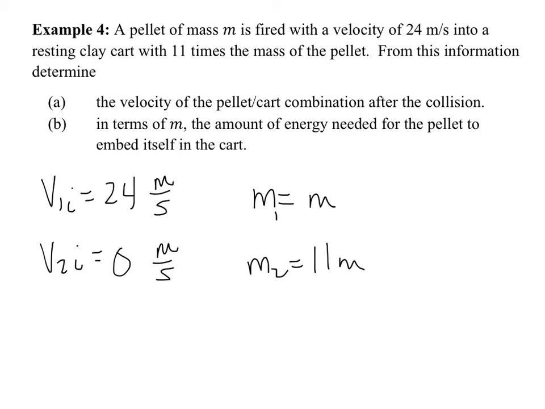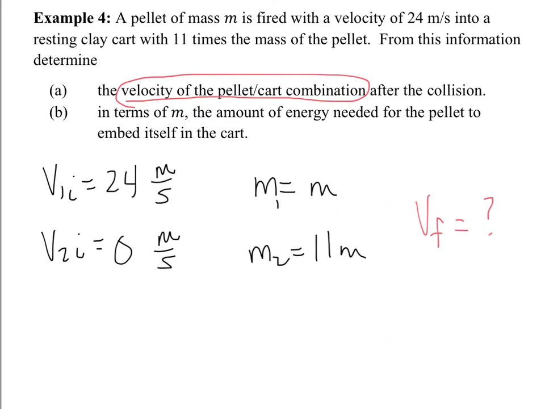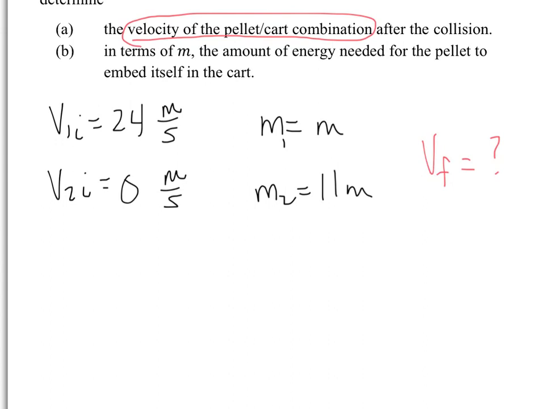Now, remember, the pellet is going to embed itself into the cart. So we have the velocity of the pellet-cart combo that we're looking for afterward. So we're looking for VF in general, not V1F, not V2F, just VF, because they're one entity. So what's my equation going to look like for this one? Before the collision, what object is moving? The pellet, and that's object 1, right? So M1 V1I is definitely there.